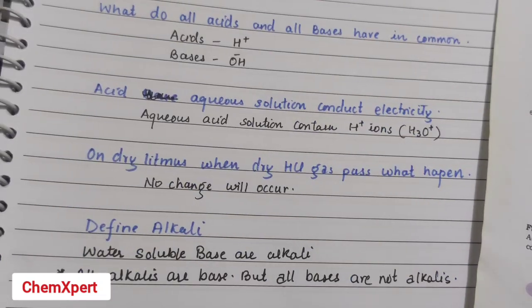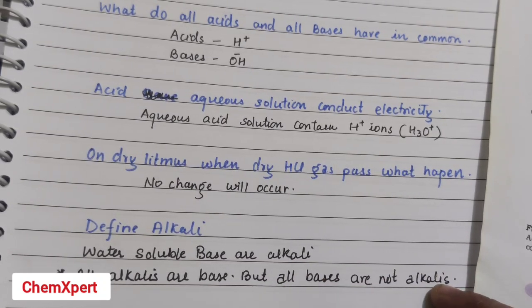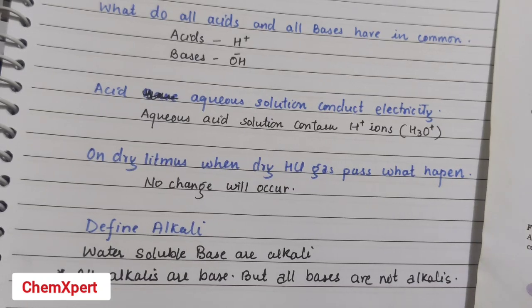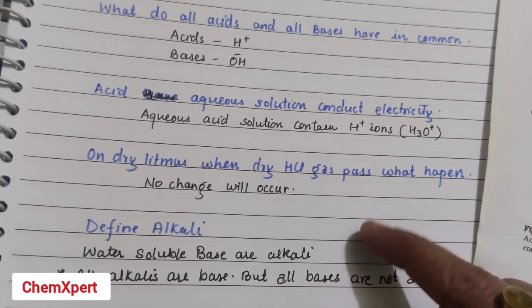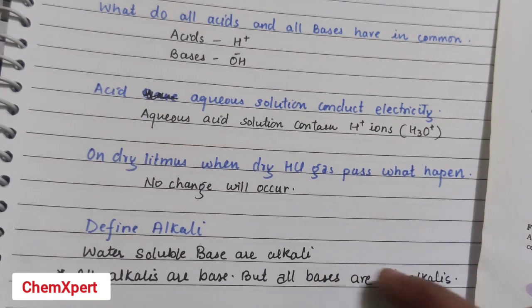Define alkali. All the water soluble bases are alkali. From here we can get an assertion and reasoning statement that all alkali are bases, but all bases are not alkali. Yes, this statement is true. And why does this happen? Because bases may or may not be soluble. That is why they are not alkali.